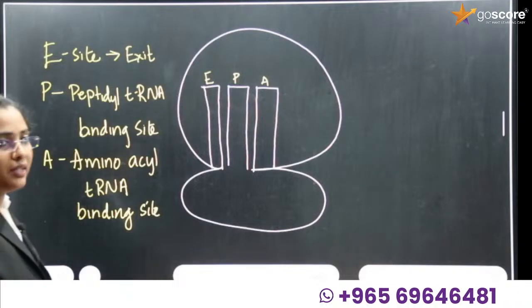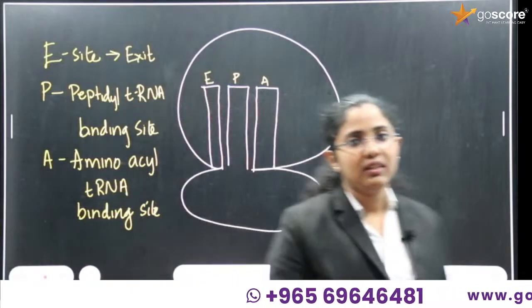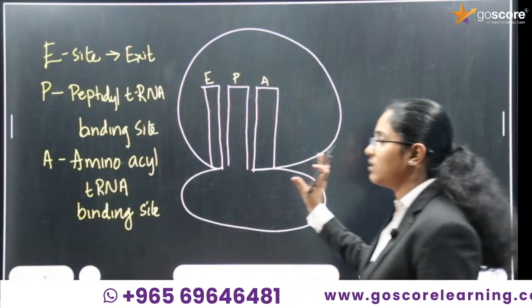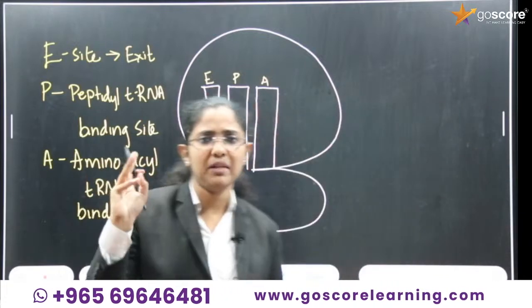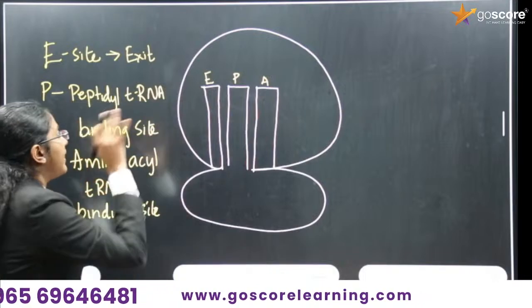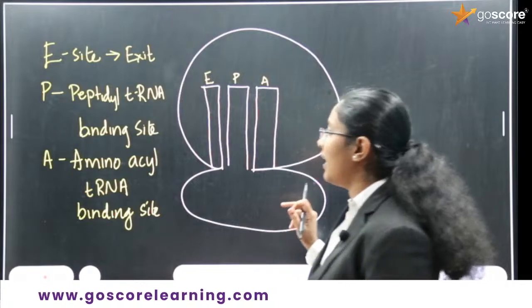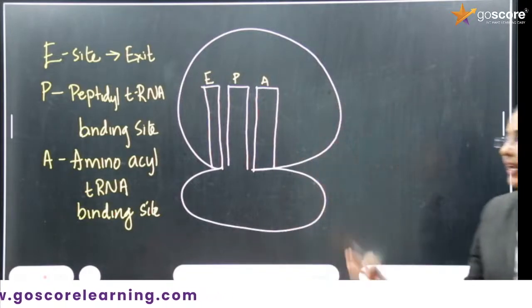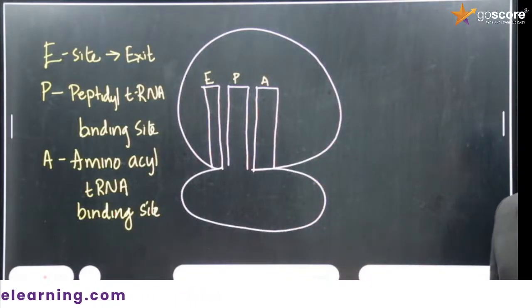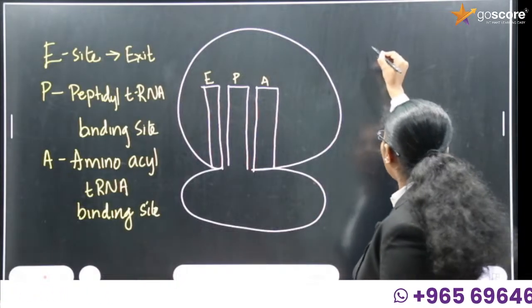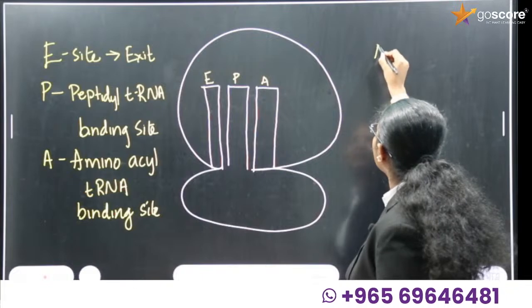Okay, got it. So this is the structure of ribosomes. A ribosome has three different sites: E site, P site, and A site. E site is known as the exit site, P site is known as the peptidyl tRNA binding site, and A site is the aminoacyl tRNA binding site. What happens here actually? Let's first consider the P site.